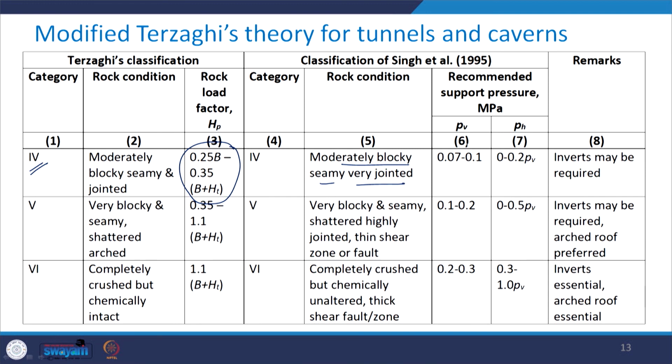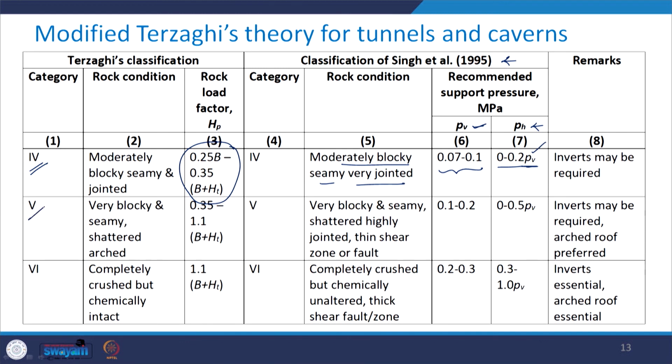And in case of the classification as per Singh et al. 1995, the vertical support pressure can be taken between 0.07 MPa to 0.1 megapascal, and the horizontal support pressure will vary between 0 to 0.2 times PV, the vertical support pressure.